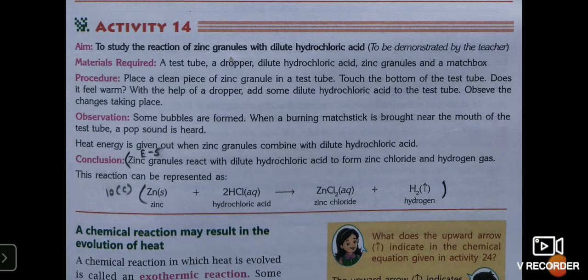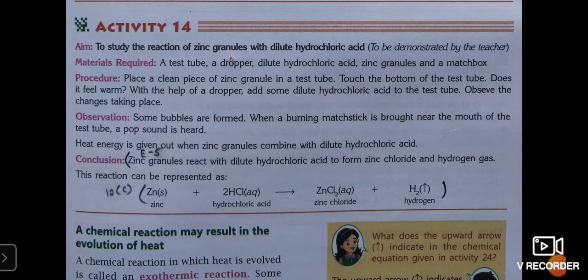Touch the bottom of the test tube. Does it feel warm? It will not feel warm because no reaction has taken place. Now, with the help of a dropper, carefully add some dilute hydrochloric acid to the test tube. Be very careful. If I give you a chance to perform this activity, you should be careful because you are dealing with chemicals. Now observe the change taking place.